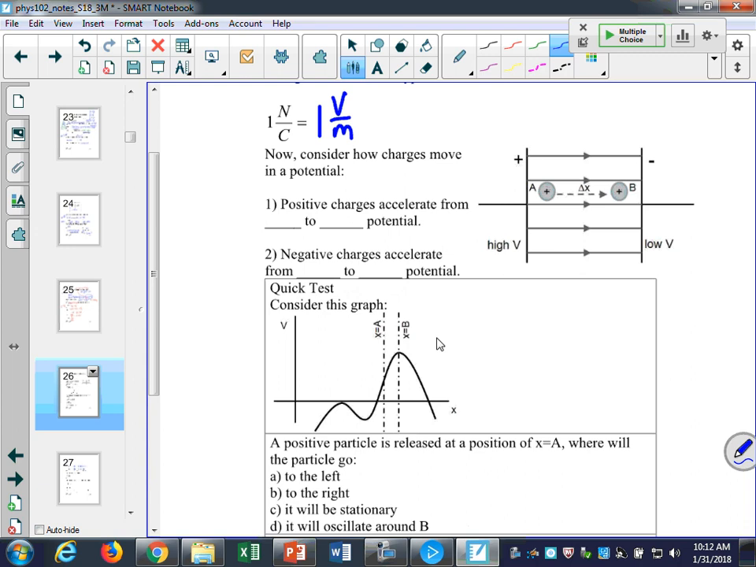Okay, so let's think about how charges move in a potential. This will help us a little bit as we move along. When I have a positive side of these plates and a negative side, I call the positive side the high potential, and I call the negative side the low potential. Just remember, the positive is high, the negative is low. And positive charges will move from high to low potential.